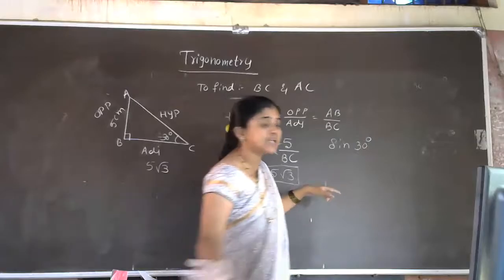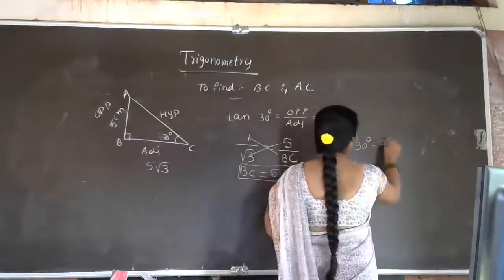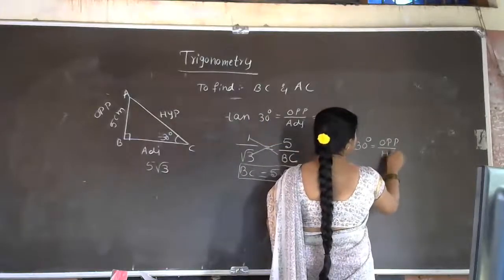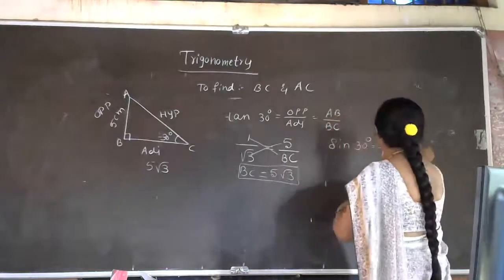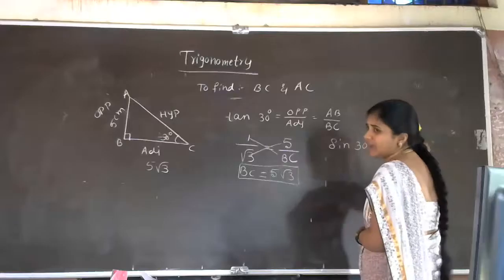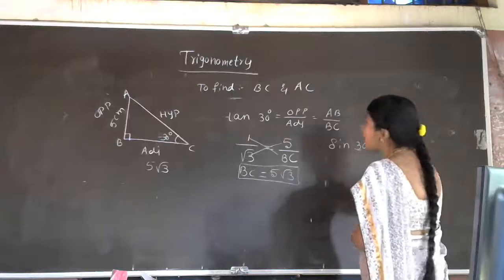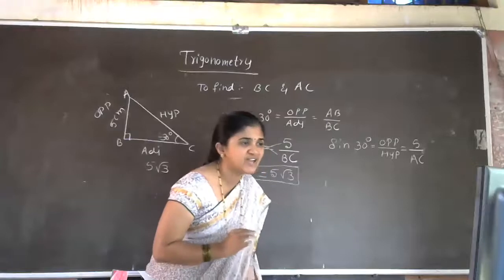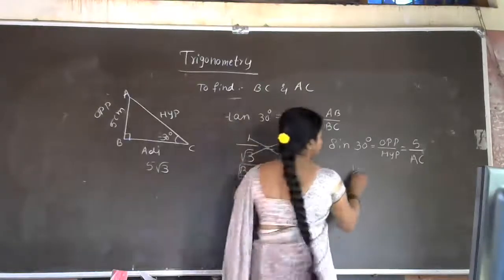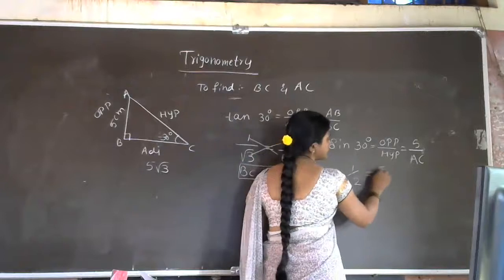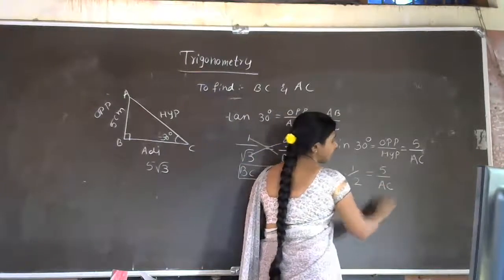Sin 30 degree is equal to opposite by hypotenuse. The opposite side name is AB, so we directly substitute the value 5 divided by hypotenuse, whose name is AC. What is the value of sin 30, students? Fatafat, you have to tell. 1 by 2. Sin 30 is 1 by 2, which is equal to 5 by AC.